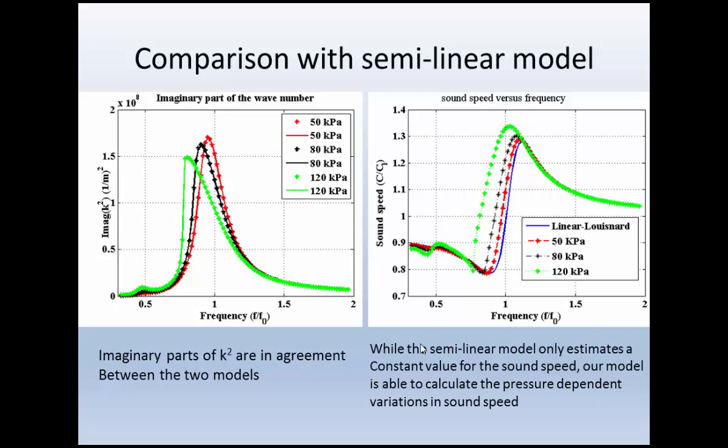However, the advantage of our model is shown in this graph here, where we plotted the normalized sound speed versus normalized frequency at different pressures. The semi-linear model and the linear model only predict this blue curve for all the pressures for the sound speed. However, our model is able to show the evolution of the sound speed in a bubbly medium as we increase the pressure. We have recently experimentally validated the changes of the sound speed with pressure in the bubbly medium by sonicating monodispersed solutions of bubbles.